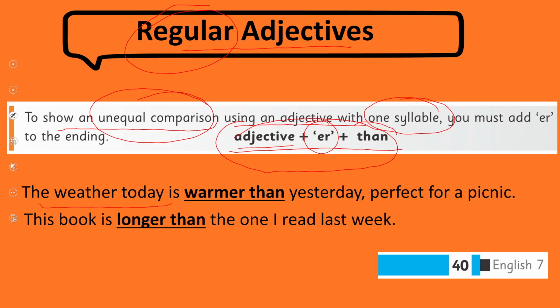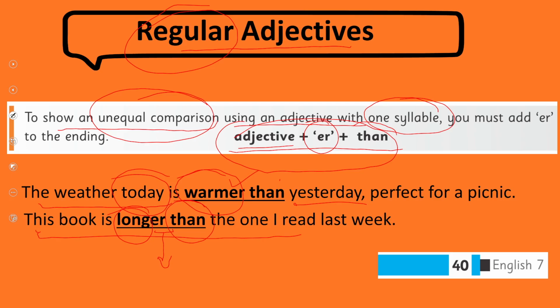The weather today is warmer than yesterday, perfect for a picnic. Warm is our adjective, but when we are comparing today's weather with yesterday's weather, we add er with it, and also than. So, the next example, it says, this book is longer than the one I read last week. Again, long is your adjective. You add er with it and then add than.